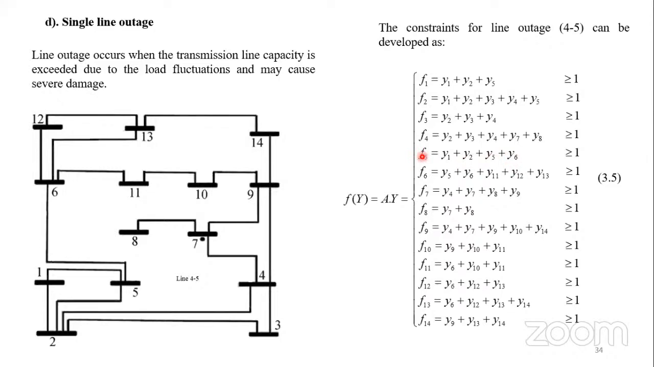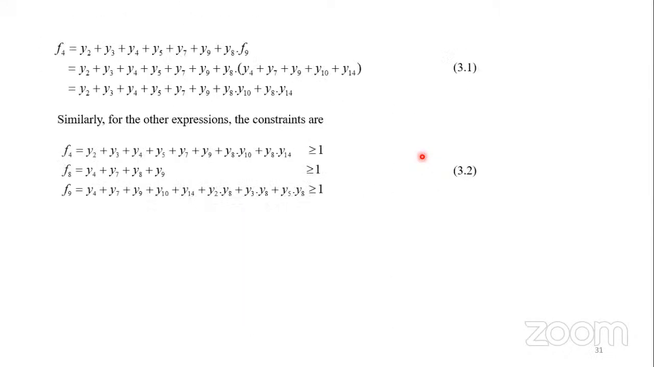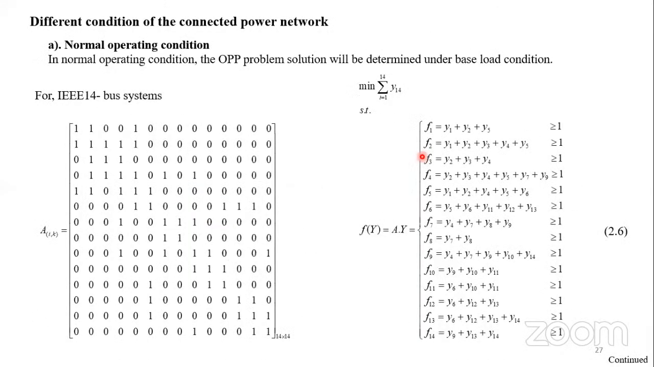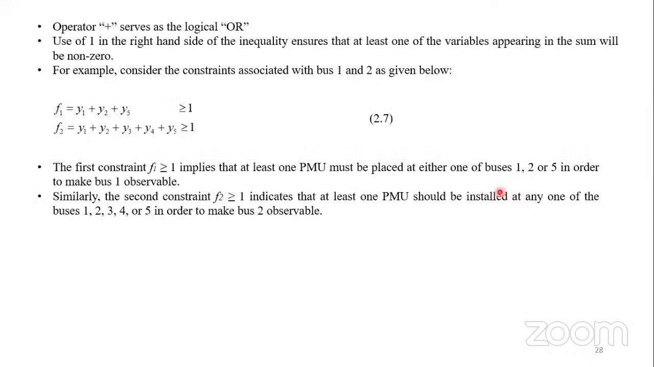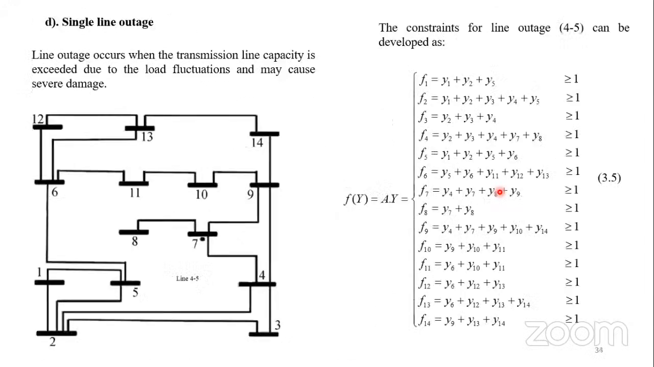We'll go back again to the normal operation and see whether there are any changes or not. Going back, we see that F4 is y2 plus y3 plus y4 plus y5 plus y7 plus y9, and F5 is y1 plus y2 plus y4 plus y5 plus y6. It means there is some change, as you are seeing in the slide, because this line is removed. This line has some severe damage. That's why we have removed this line, and it will also affect our constraints.